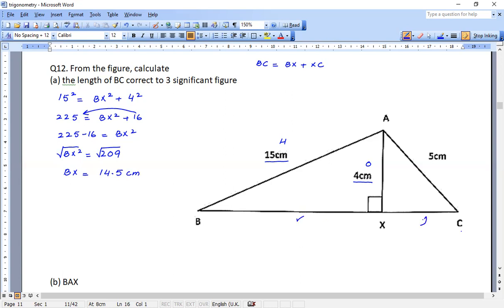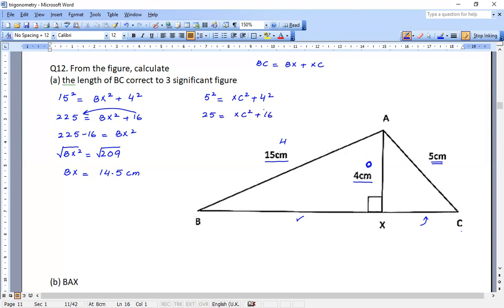Now I'll move and find out XC. Again, XC is the length of a side of a right angle triangle AXC, in which this will again be taken as the opposite. 5 will now be taken as the hypotenuse, and I'll apply Pythagoras theorem, according to which 5 square equals base square, let's say XC square, plus opposite square, which is 4 square. 5 square is going to be 25. XC square will definitely remain XC square.